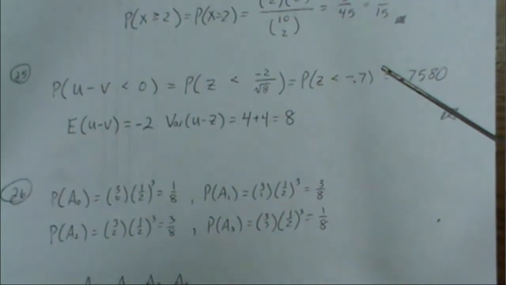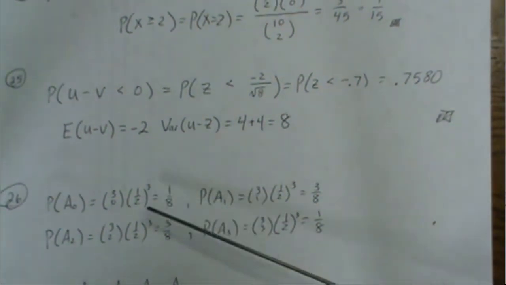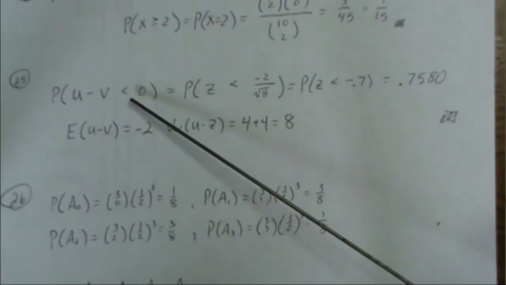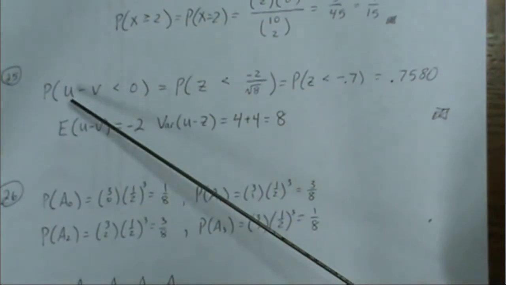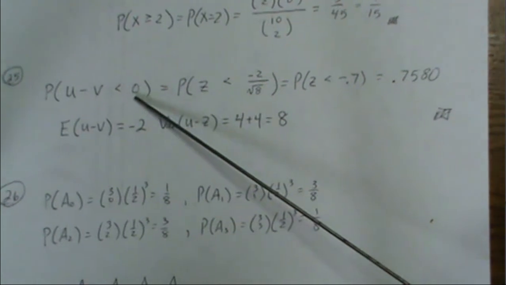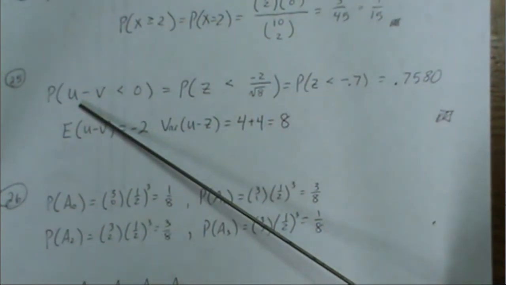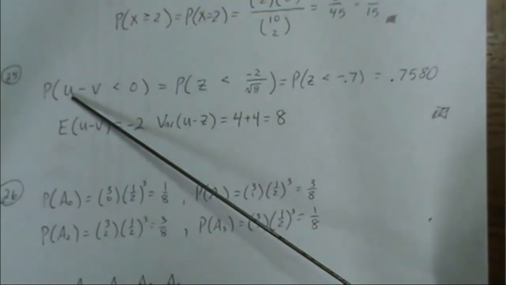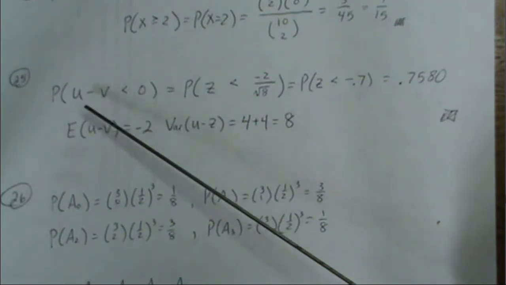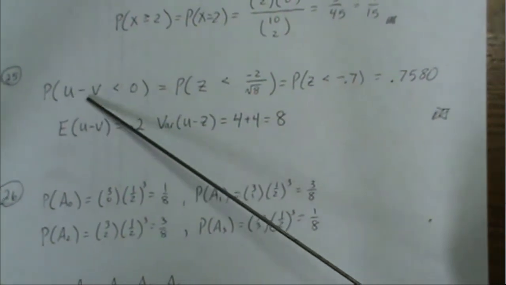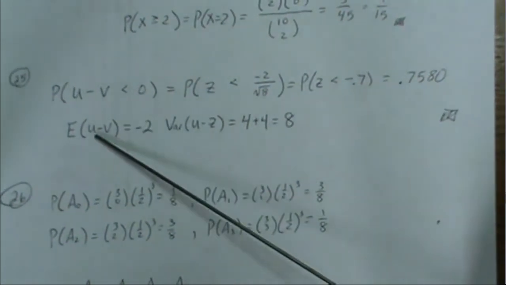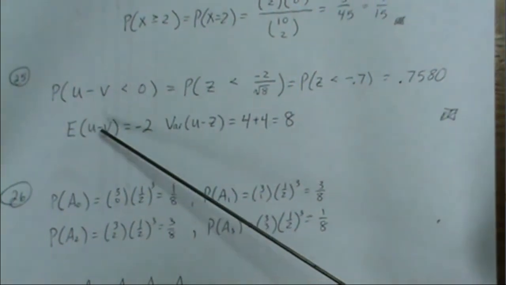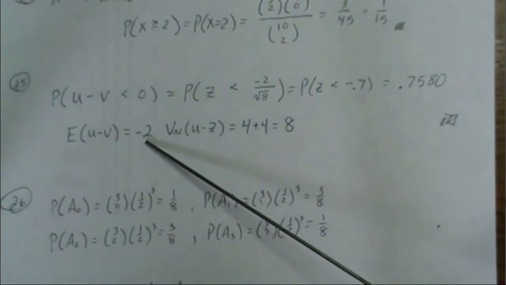So problem 25, we want to find the probability that u is less than v. But let's subtract v to this side, so the probability that u minus v is less than 0. We're given that u and v are independent normally distributed variables, and a linear combination of normal variables is normal. So we know that this is normally distributed. If we look at the expected value of u minus v, the expected value of u is 0 minus the expected value of v is minus 2.